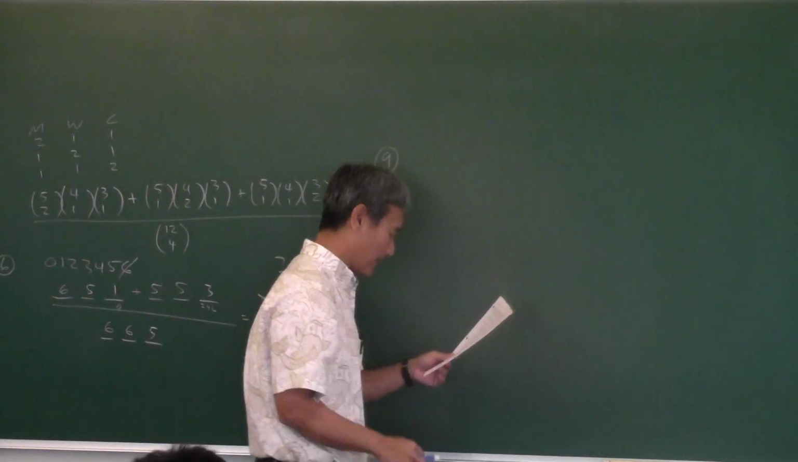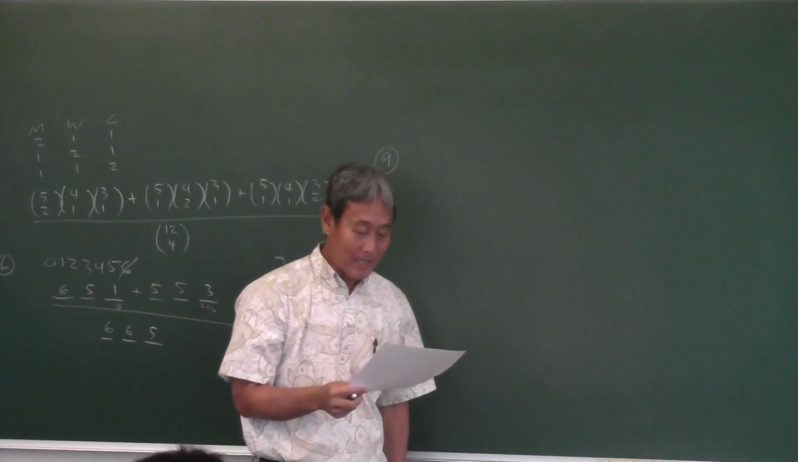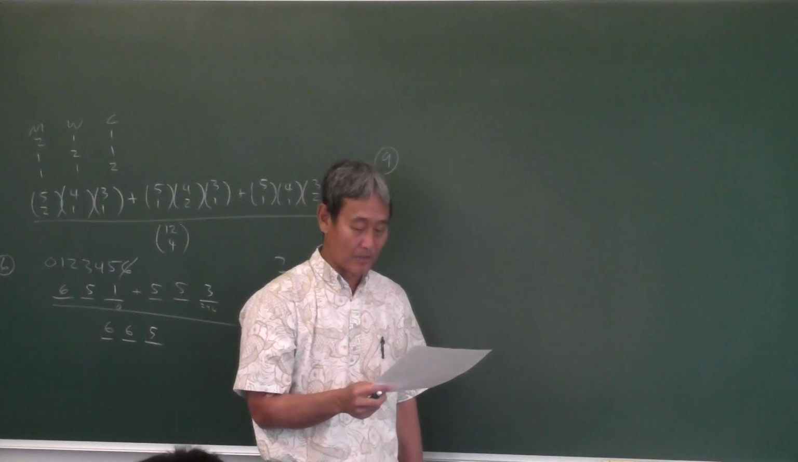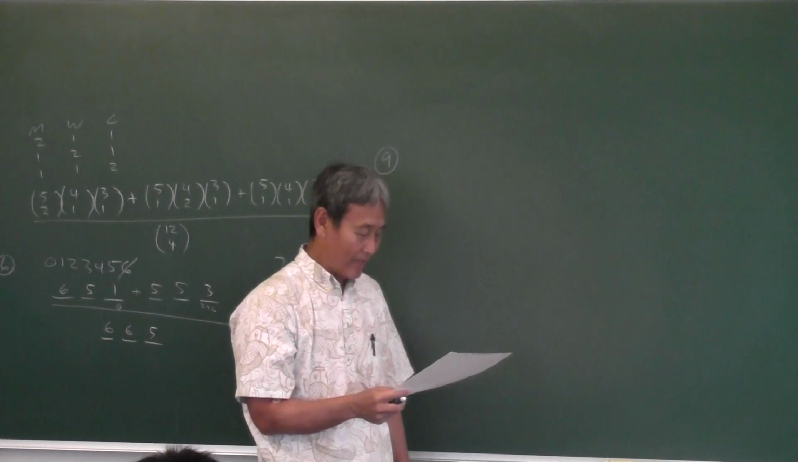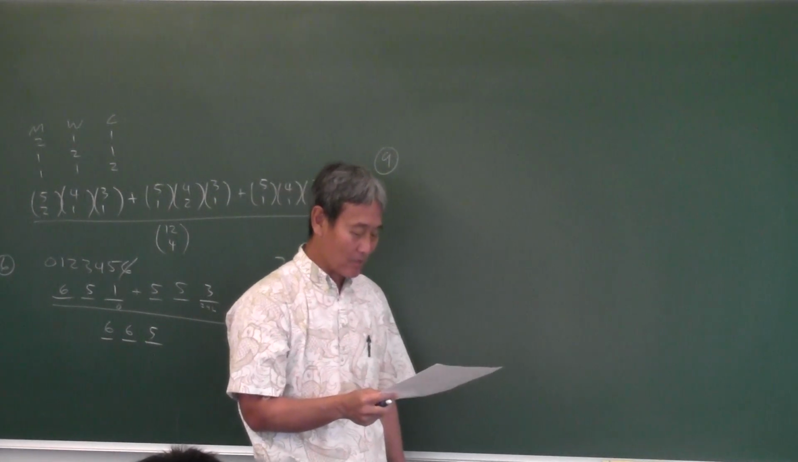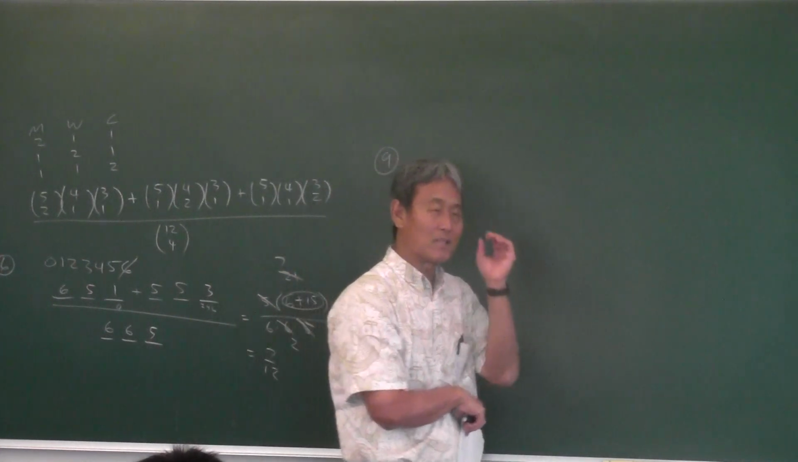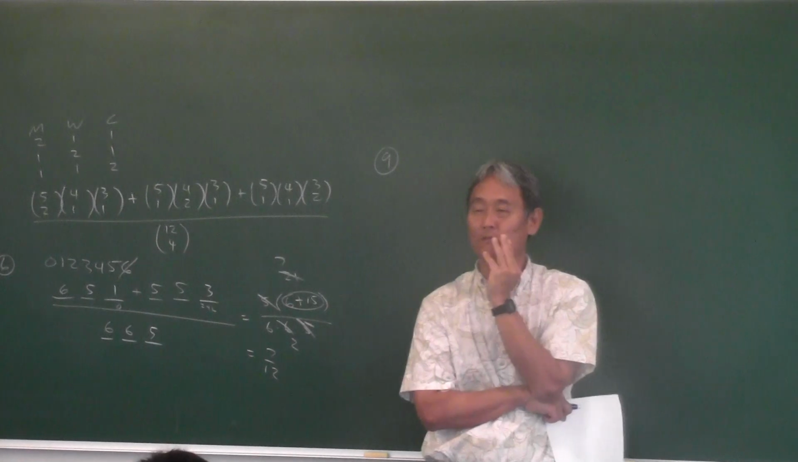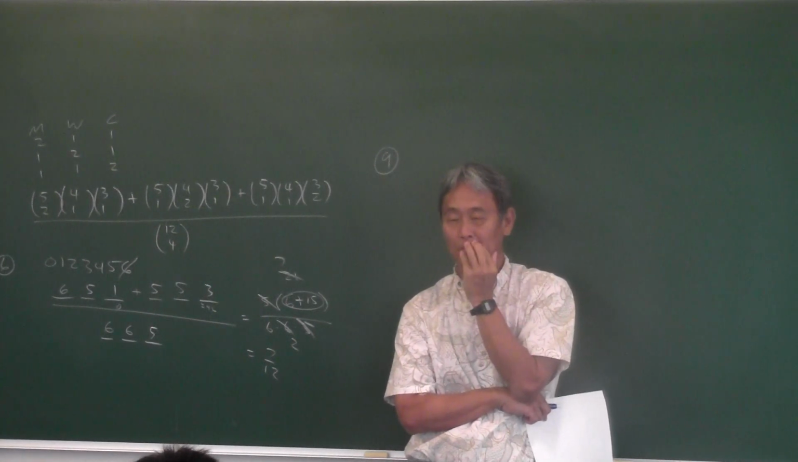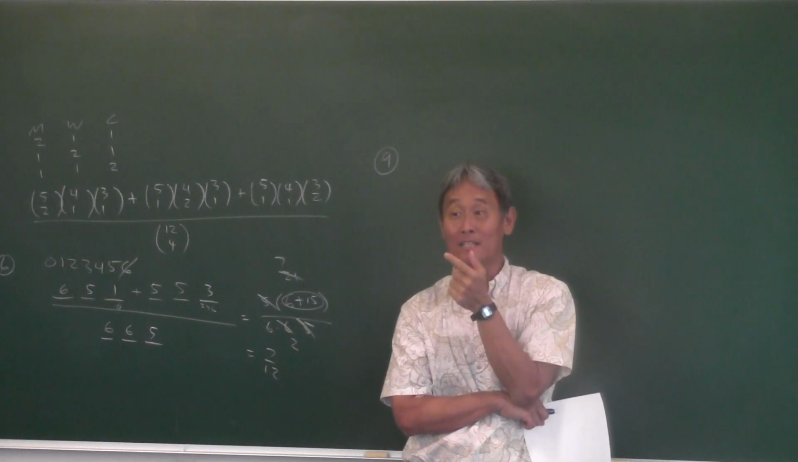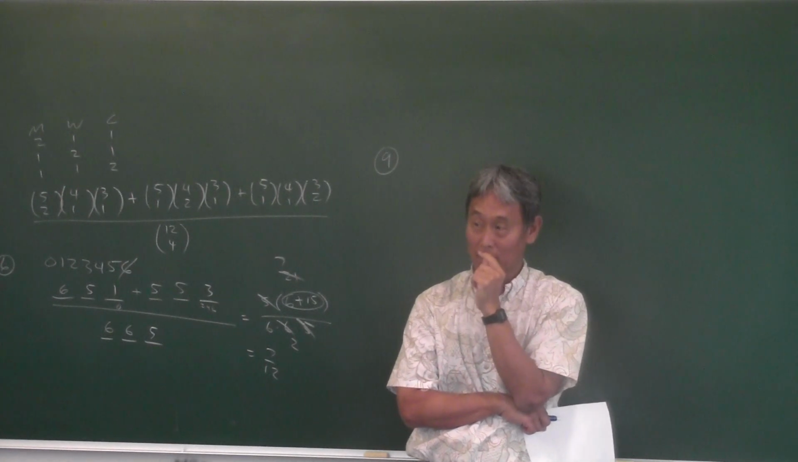The probability that A will solve a puzzle is 2/5, and the probability that B will solve the puzzle is 3/7. If A and B both work on the puzzle, what's the probability that the puzzle will be solved? What does that mean, the puzzle is going to be solved? That means at least one of them will solve the puzzle, right?